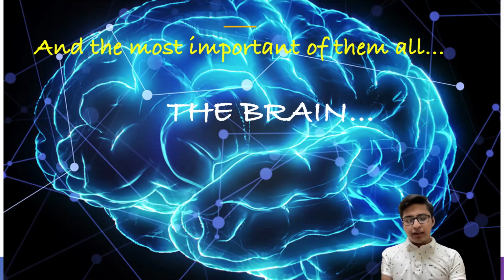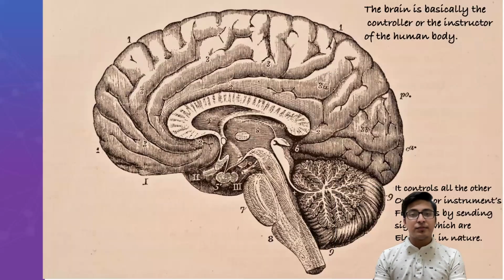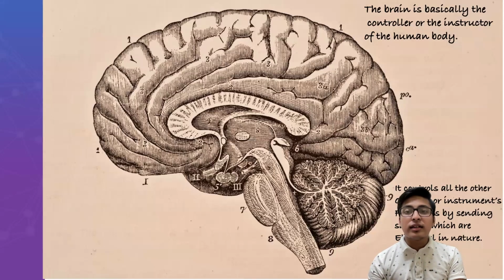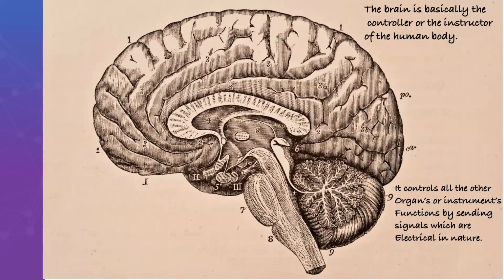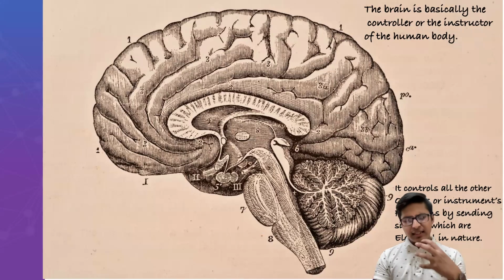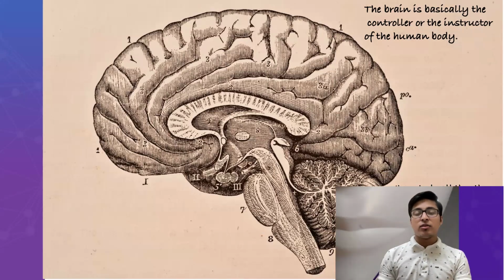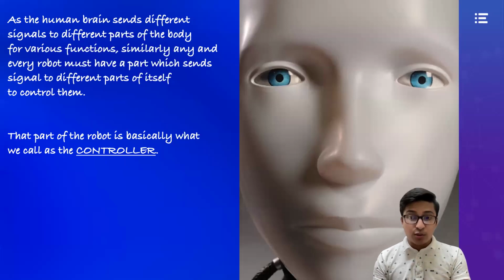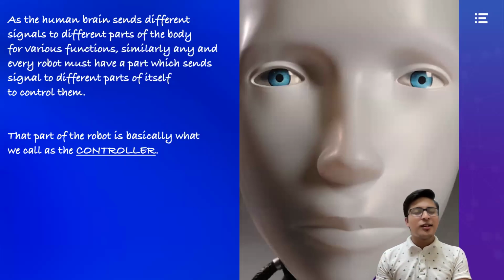And if we draw an analogy similar to the other parts, the brain is basically the controller or the instructor of the human body, right? It controls all the other organs or instruments that function by sending signals which are basically electrical in nature, right? The brain sends electrical signals. Clear. All right. Similar to the brain, we have something called the controller, or rather, in our session, we'll be calling it the microcontroller.